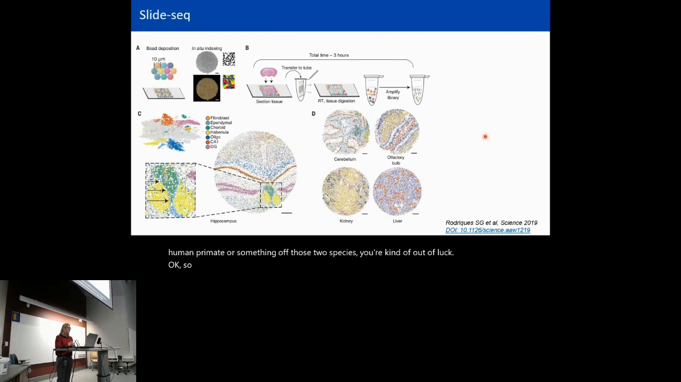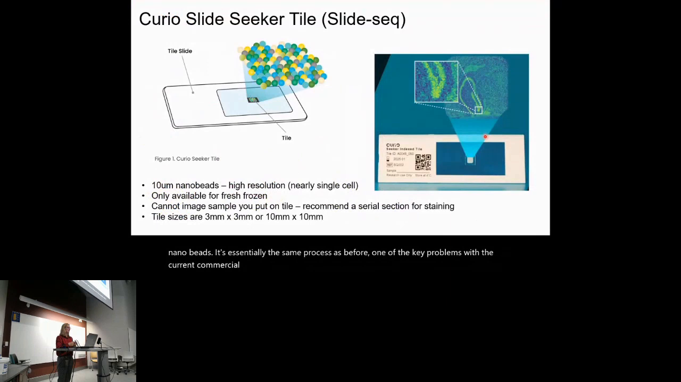Okay, so I also wanted to briefly introduce the Slide-seq assay, which uses these 10 micron nanobeads. It's essentially the same process as before. One of the key problems with the current commercial application through Curio, Slide-seq, or Tile, this is Curio Biosciences' solution to spatial transcriptomics, is that you cannot image the same tissue that you're taking the sample from to do your transcriptomics. This is also only available for fresh frozen. They do not have an FFPE. Now, of course, they were sort of ahead in getting down to that resolution. Now that Visium HD is out, it's unclear to me exactly what the relationship will be between these two technologies and how utilized they will be.